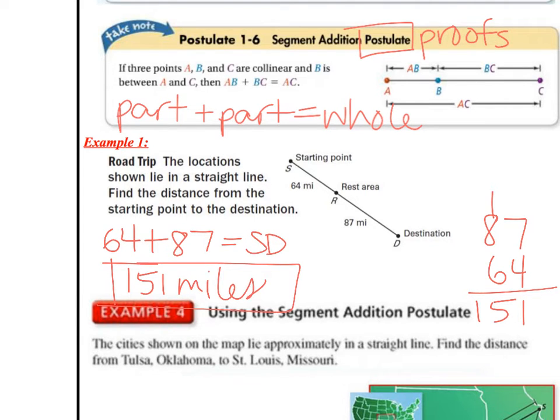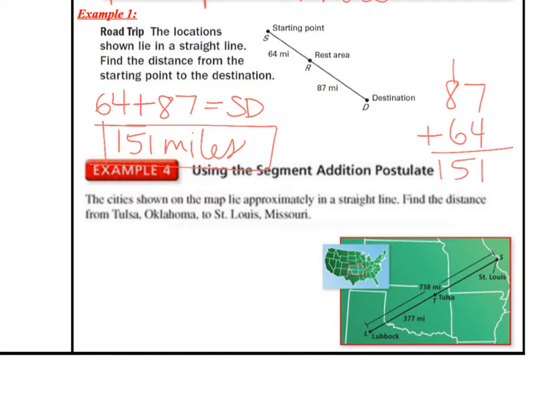Is SD. The cities shown on the map lie approximately in a straight line. Find the distance from Tulsa, Oklahoma to St. Louis, Missouri. So from Tulsa to St. Louis, how am I going to do that? Raise your hand. Joseph? Yep. And that should be equal to from Tulsa to St. Louis, so TS, the segment TS.